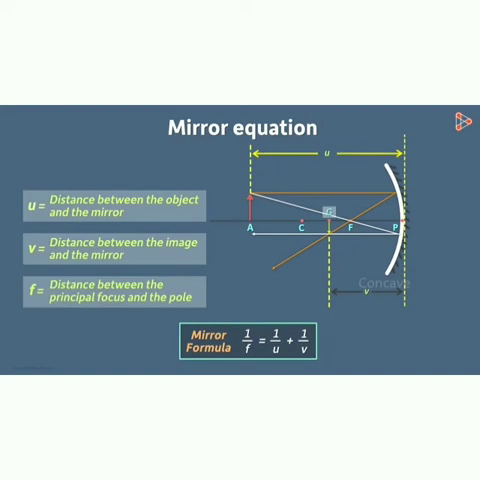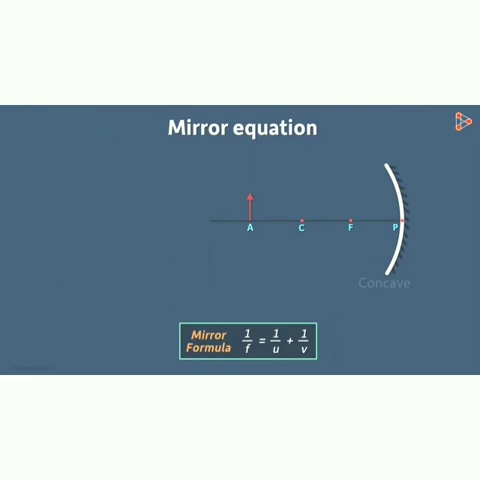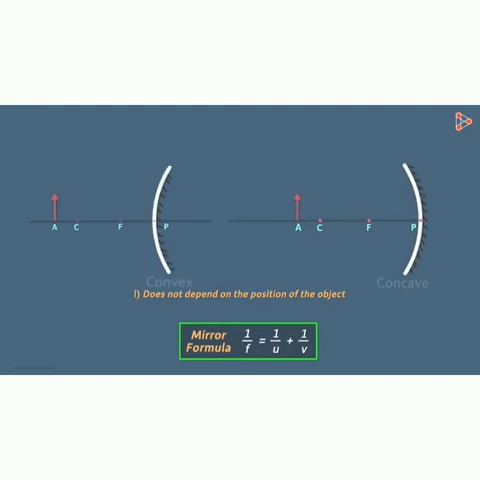So the mirror equation is the relation between the object distance, image distance and the focal length. If I change the object position, would the formula change? No, the formula cannot be changed. The equation doesn't depend on the position of the object. It will remain the same if I keep the object at any position.